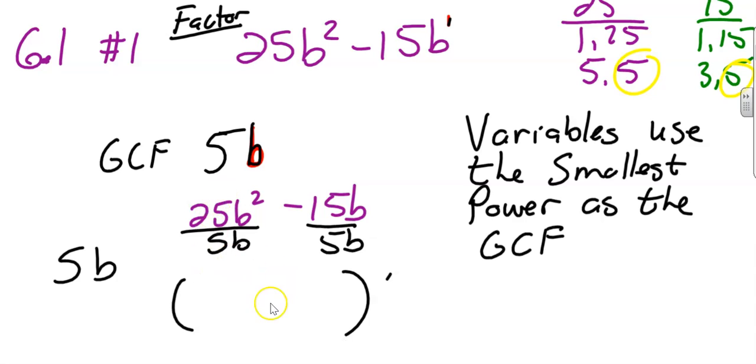So if you've got 25 divided by 5, that would be 5. You've got b squared over b to the first. So again, you just take one of those out, that would just be the b. And then 15 divided by 5 would be 3. Okay, so this one, let's get that 5b down here.